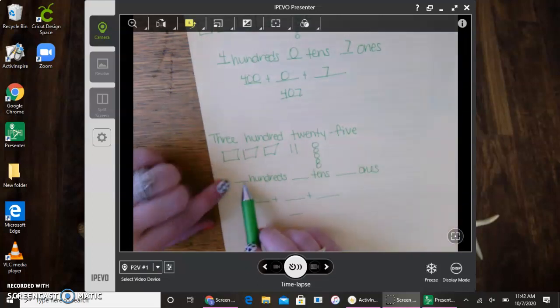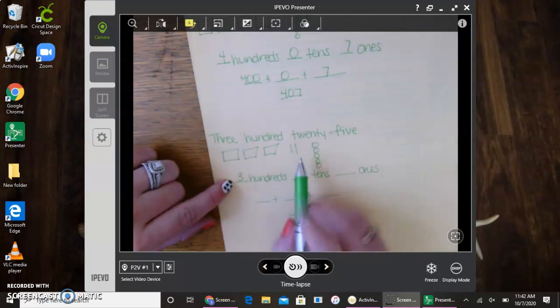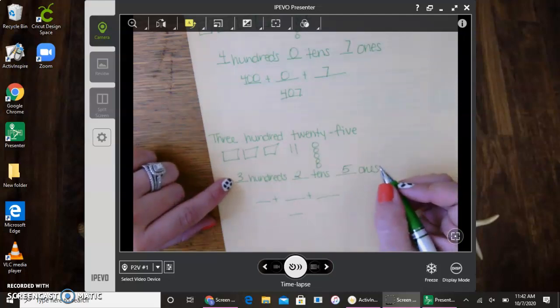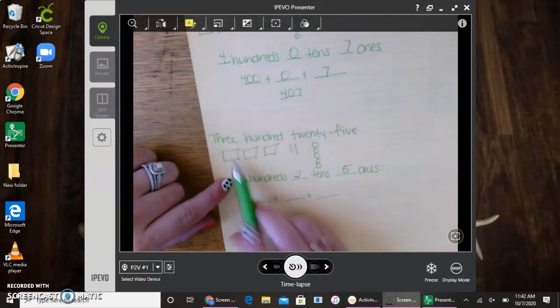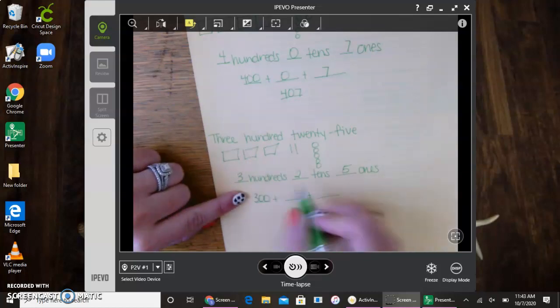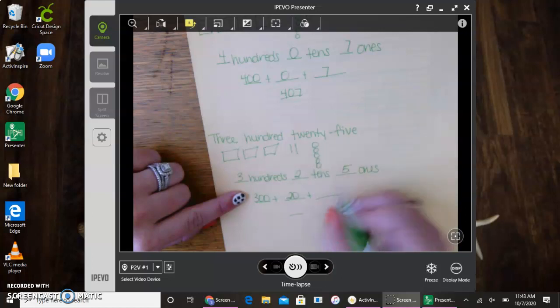Then you're going to go and write how many pictures you drew. So you drew 3 hundreds, 2 tens, and 5 ones. Then you're going to write the value again. So 3 hundreds equals 100, 200, 300. Putting 300 here. Count your 10 sticks: 10, 20. And your ones: 1, 2, 3, 4, 5.